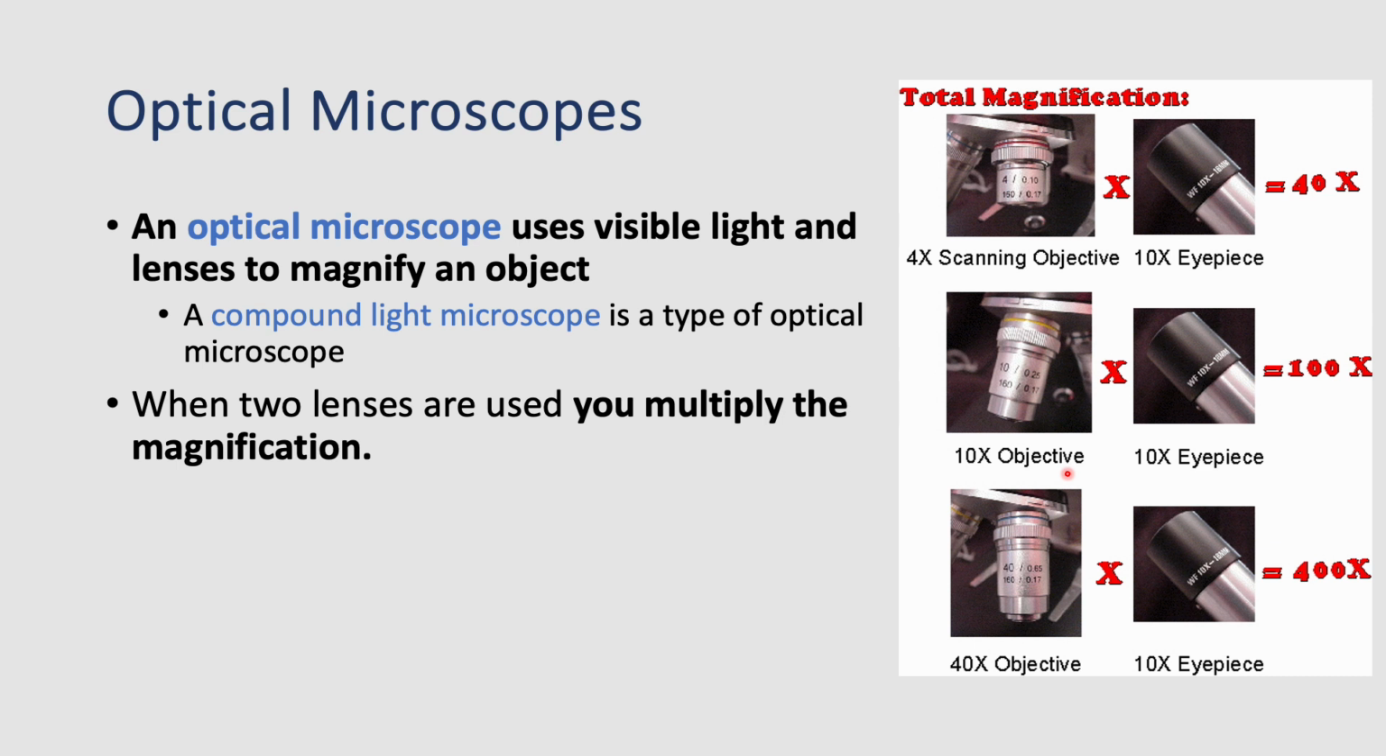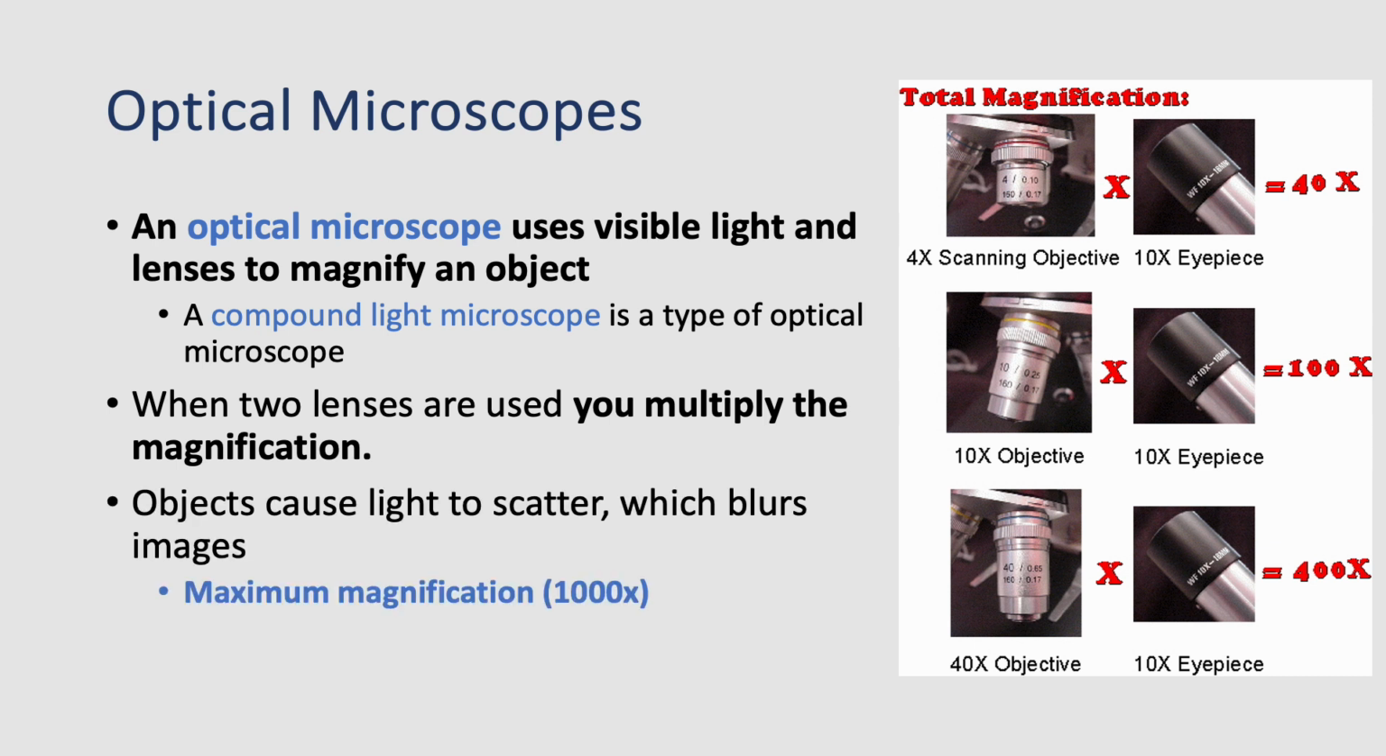Now, as we work our way up to the next biggest lens, which has a 10 times magnification, 10 times magnification of the eyepiece gives us a total magnification of 100. And finally, we got our biggest lens, which is 40 times objective, and multiply that with the eyepiece, which is 10, to give us a total magnification of 400.